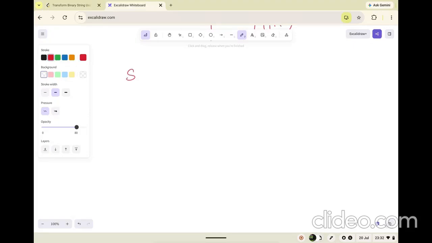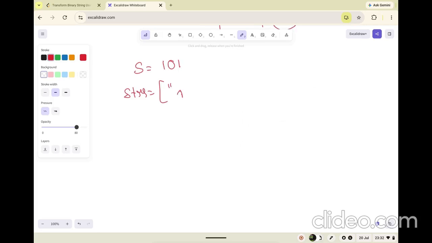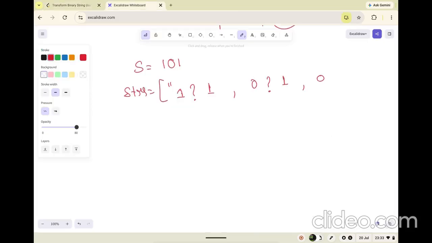So the problem says that you will be given an s. The s in this case looks something like 101, and strs, the whole vector of strings, looks something like 1?1, then the second one looks like 0?1 and the third one looks like 0?0.